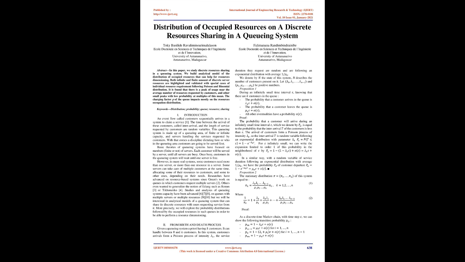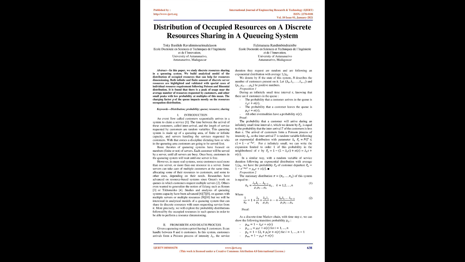Each customer will be served by a server, until all servers are busy. Once busy, customers in the queuing system will wait until one server is free. However, in many real systems, some customers need more than one server, or more than one resource in a server. Some servers can take care of multiple customers at the same time, allocating some of their resources to customers, and some to other ones, depending on their needs.